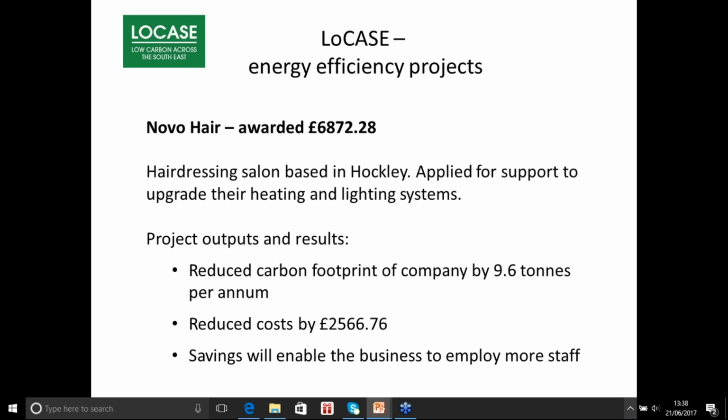Our final energy efficiency project is a company called Novo Hair, a hairdressing salon in Hockley. They wanted some support to help with upgrading the heating and lighting systems in their salon. Again, we had some really good carbon savings from this project, 9.6 tonnes per annum. We also reduced their costs by over £2,500. And the savings will go further and help them to employ more staff in the future.